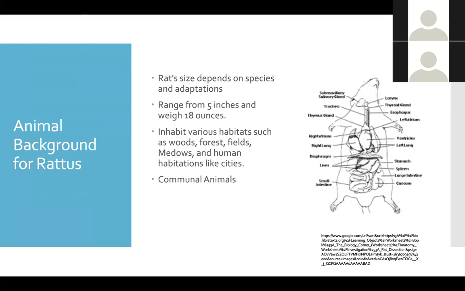They are found in every single place except the Arctic, and they are found in woods, forests, fields, meadows, and in human habitats such as cities. Another thing is that they are communal animals, which means that they live in packs and they depend on each other in order to thrive. So if a rat is by itself, it's more likely to die because they are communal creatures.